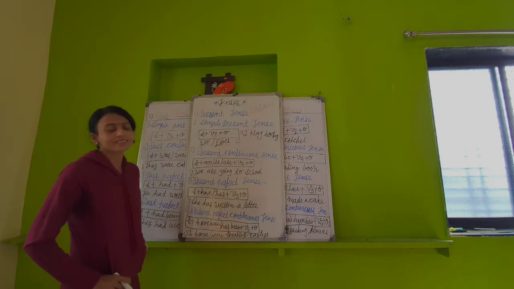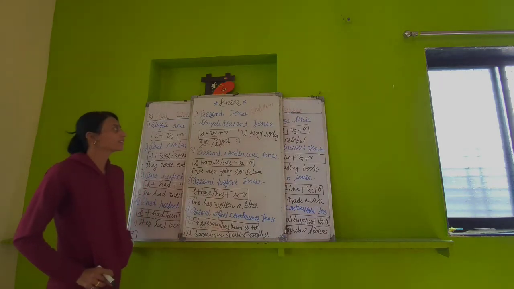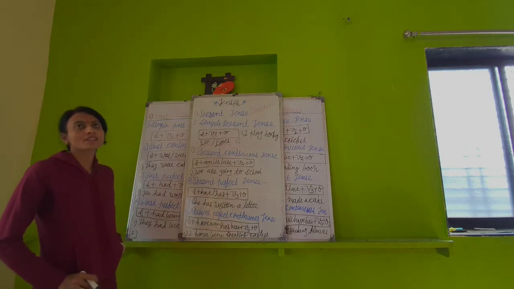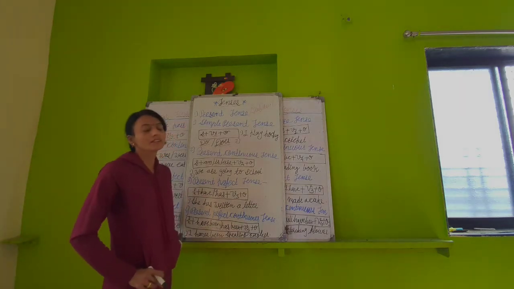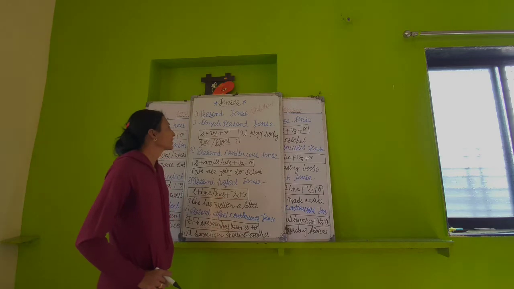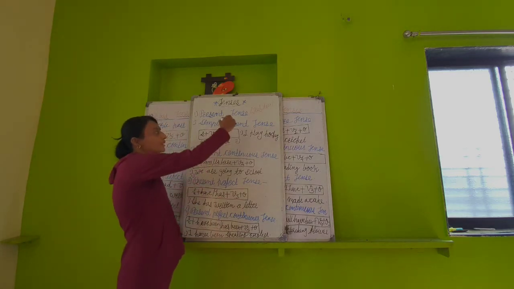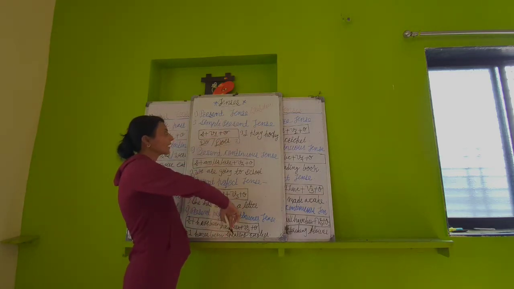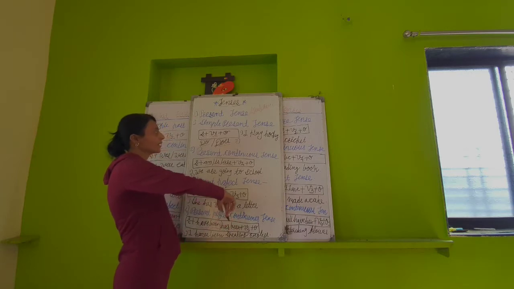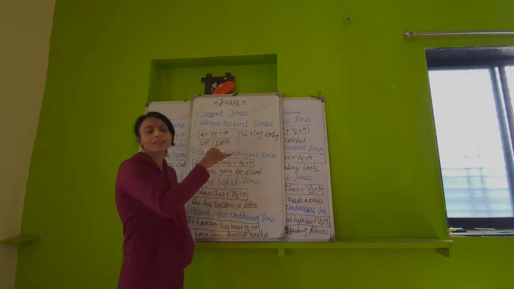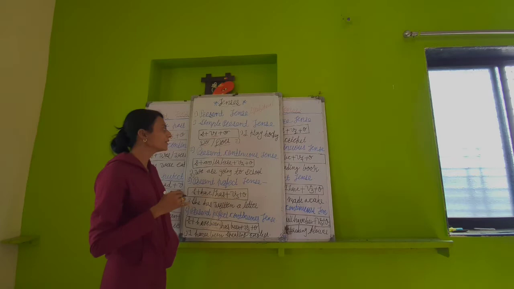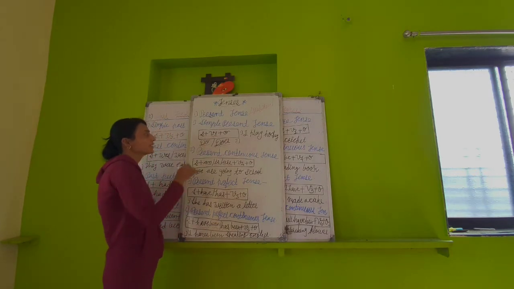Today we will start the tenses. Now there are three types of tense: present tense, past and future. So today we will learn the present tense. In this tense there are four types, and we will see the formulas and sentences of the tense.